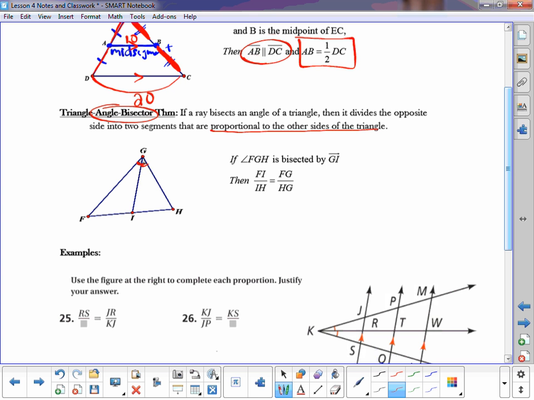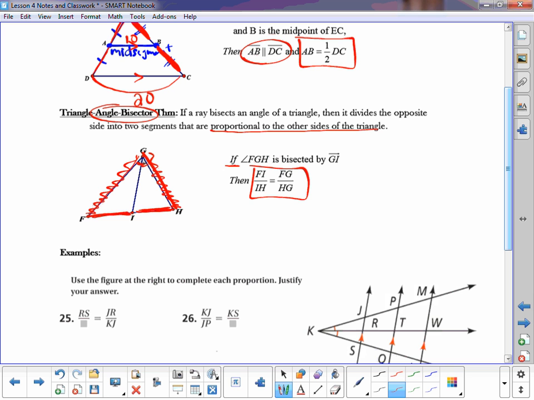So if we have an angle that is bisected, so FGH is bisected, so this is my starting point. If that is true, then the pieces that were cut are proportional with the entire side lengths. So let's take a look at this breakdown here. FI compared to IH is equal to FG compared to HG. So notice here we are using a piece compared with an entire side.